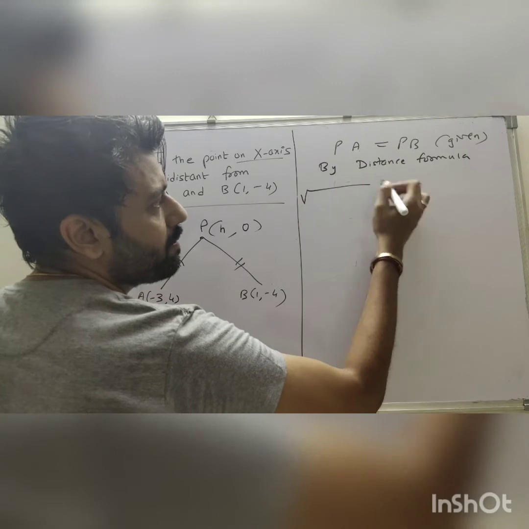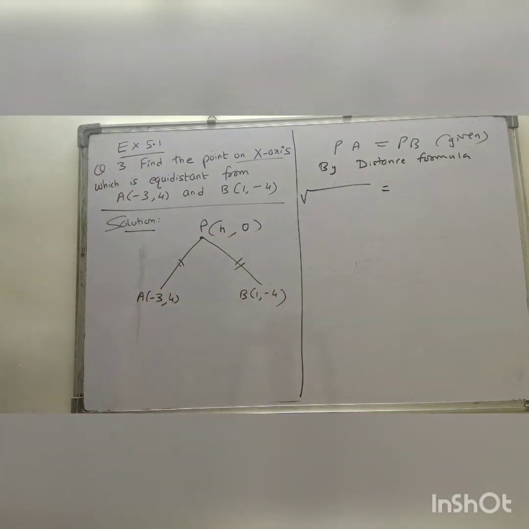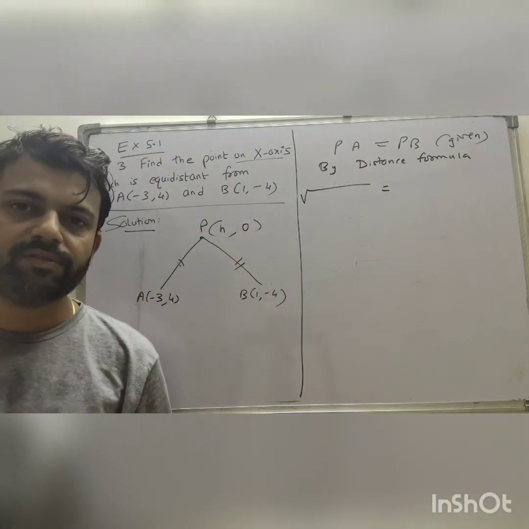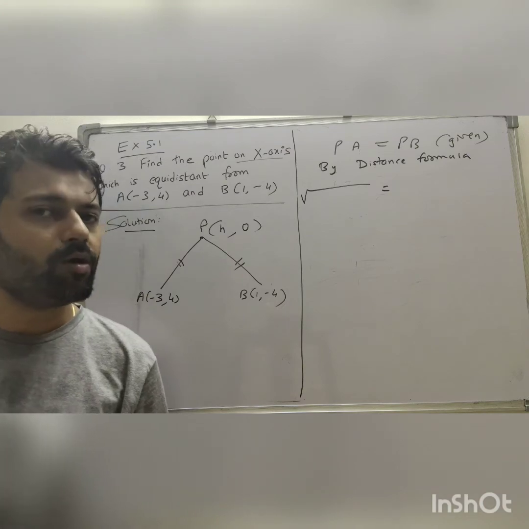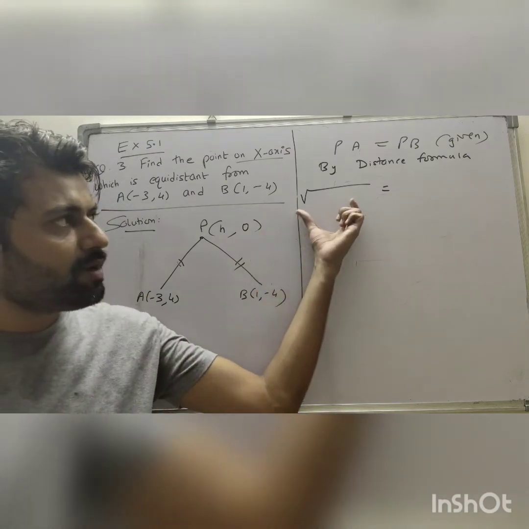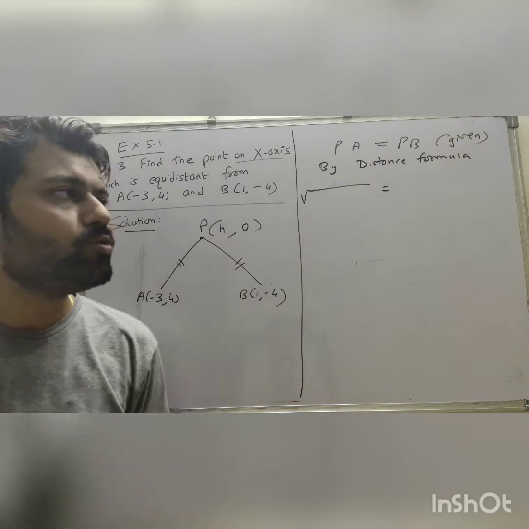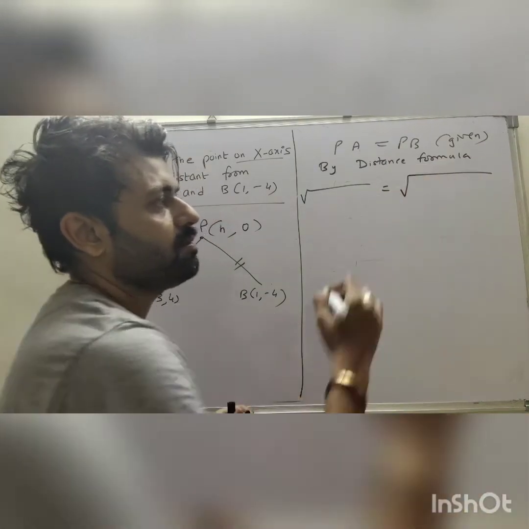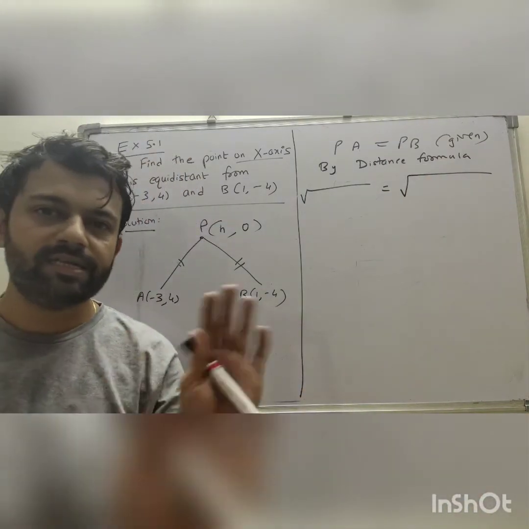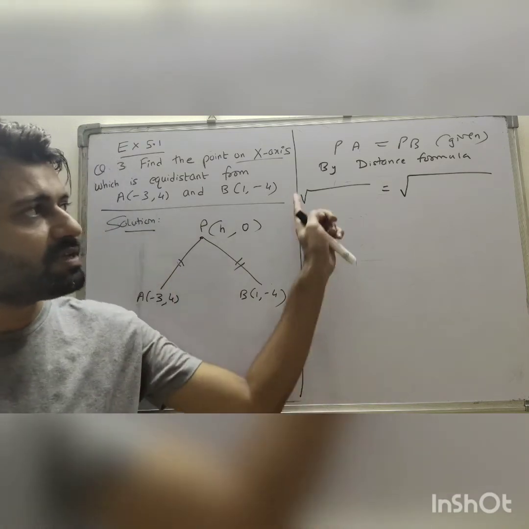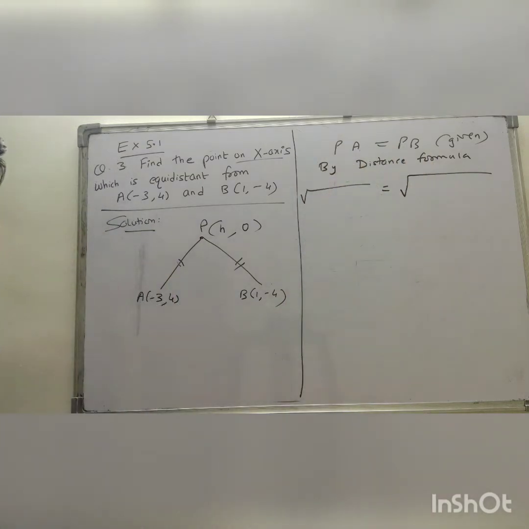Distance formula between P and A. Formula है x2 minus x1 the whole square plus y2 minus y1 the whole square. यहाँ पे भी formula लिखूँ, इसके लिए भी formula लिखूँ. 2 times I will not write the formula. तो formula लिखने की जरूरत नहीं है because I have mentioned by distance formula.